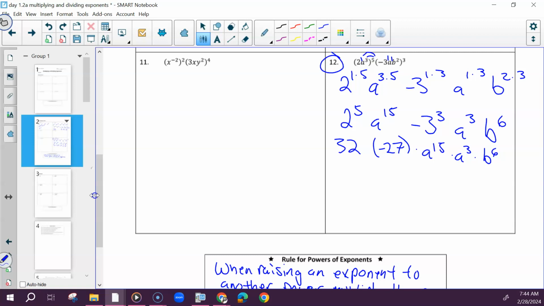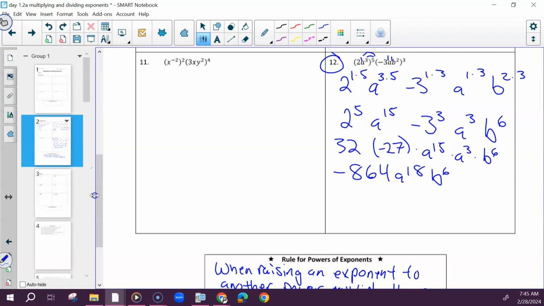Multiply these two, 32 and negative 27. Negative 864. So you want your answers as condensed, as simplified as possible. There shouldn't be any negative exponents. There shouldn't be any like bases that you haven't combined. If you have numbers with exponents, you should be simplifying them, figuring out what they are, multiplying if there are multiple. So all of this became negative 864, a to the 18th, b to the 6th.